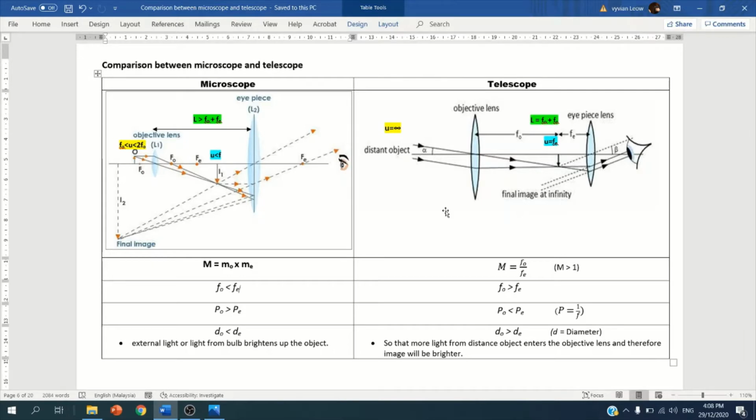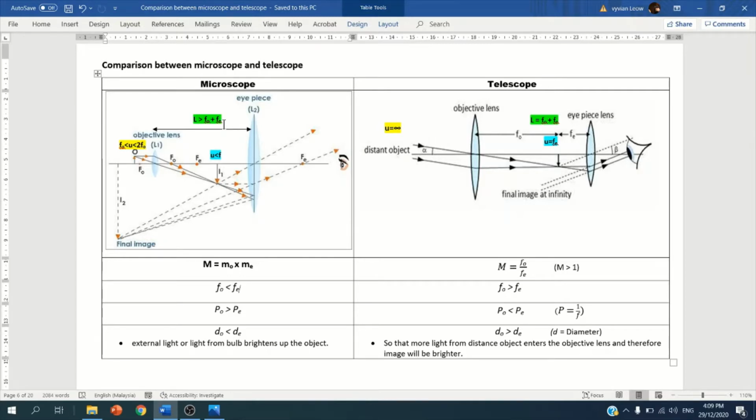The first difference, let's look at the telescope first. The structure of the telescope is built such that the objective lens and the eyepiece must be placed at a distance of exactly FO plus FE, where FO is the focal length of the objective lens and FE is the focal length of the eyepiece. As compared to the microscope, the distance between these two lenses is more than FO plus FE. So this is the first difference between them.